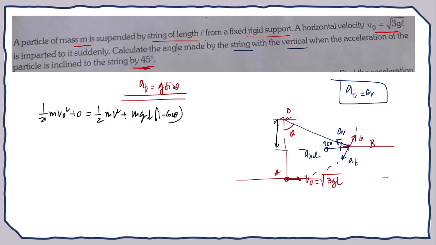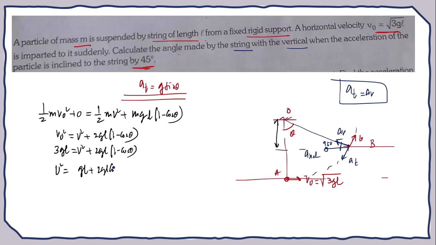Okay. So now m cancels out. So what am I left with? v naught square equals v square plus 2gL into 1 minus cos theta. Now put the value of v naught square equals 3gL. So 3gL equals v square plus 2gL into 1 minus cos theta. Now take the side change. So v square should be equal to how much? gL minus plus 2gL cos theta. That means gL into 1 plus 2 cos theta. So that is the v square answer.